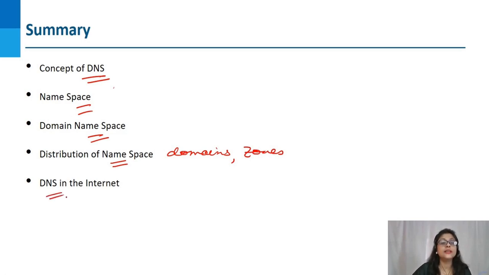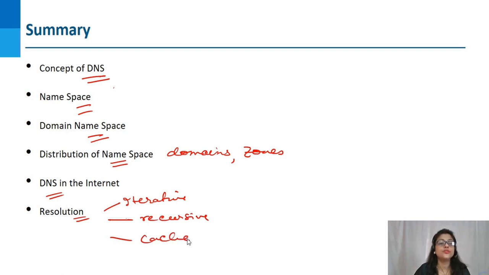Then the DNS in the internet, how the resolution is done, the different types of resolutions like iterative type of resolution, recursive type of resolution, and cache type of resolution. And we understood about the different types of DNS messages like query and response.